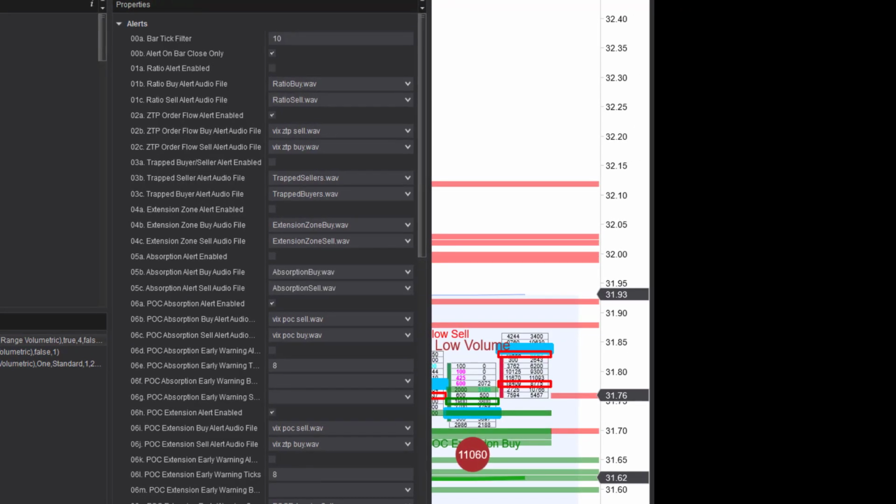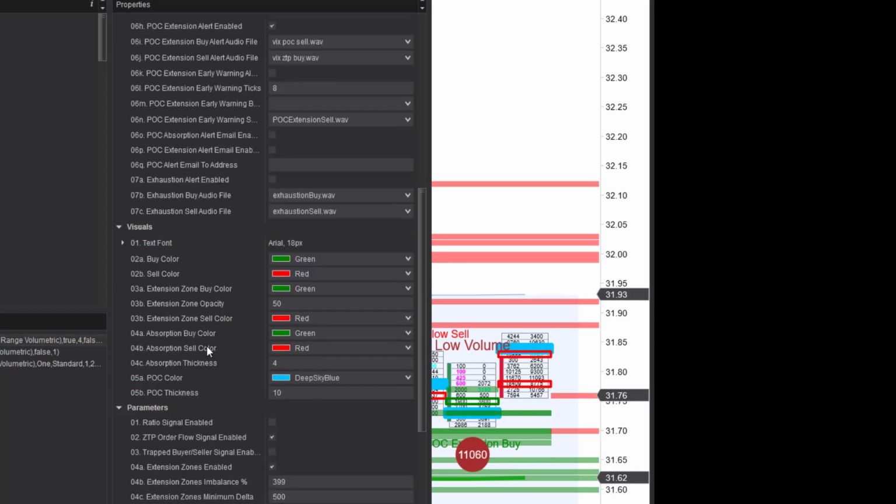Now what I've done is I've created different wave files so that I know that this is a VIX sound, and you notice that you have to reverse them. So a VIX sell signal is actually a buy signal for the ES. So I've created some special files. There are instructions on how to do that on the blog.